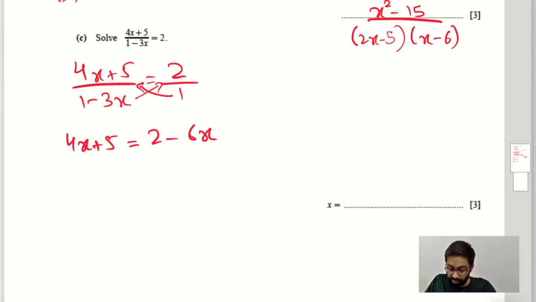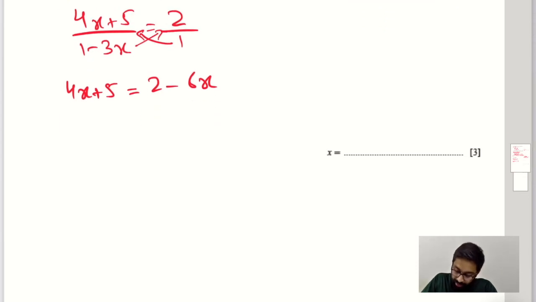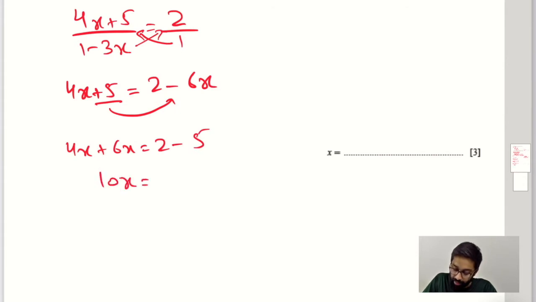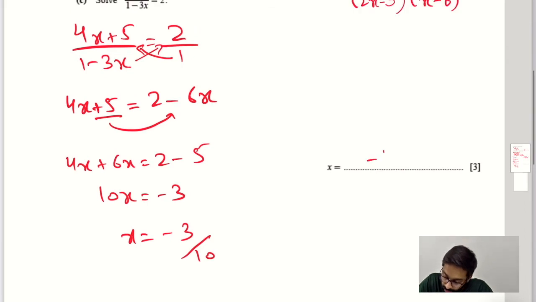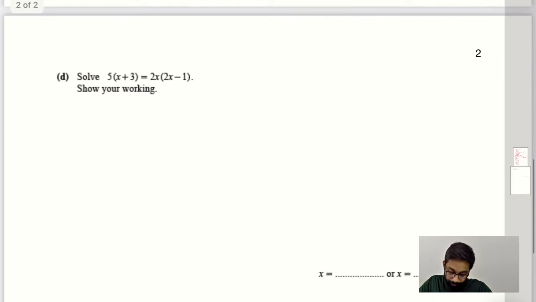Okay, let's bring the x's together and let's bring the normal numbers together. So 6x, negative 6x goes to the left and positive 5 comes to the right. So I have 4x plus 6x equal to 2 minus 5. So I have 10x on the left and I have negative 3 on the right. X is equal to negative 3 over 10. I hope this is visible. Minus 3 over 10. Okay, let's move on to the last part now.